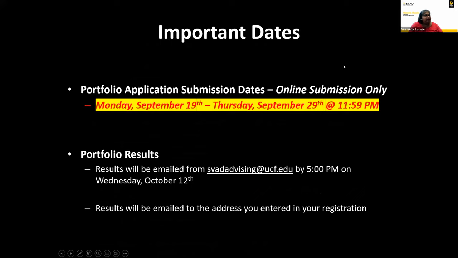All right, important dates to remember or to know. Monday, September 19th through Thursday, September 29th at 11:59 p.m. is when you can submit the portfolio. It's an online process. I have another slide that will actually show you where you would go and submit the portfolio.